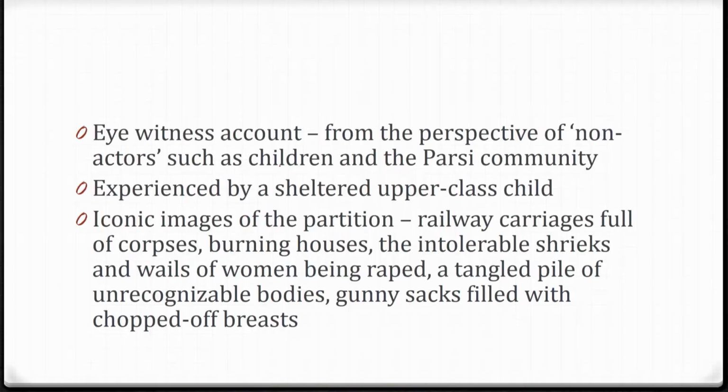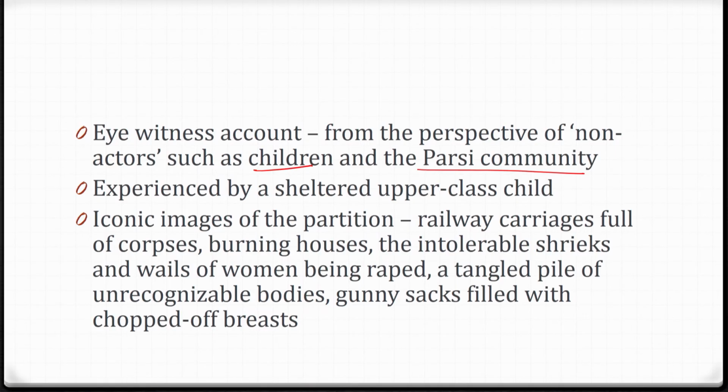Like many other historical works of this nature, this novel also employs the eyewitness account, and we find the narration being carried out from the perspective of non-actors. In the context of this novel, the non-actors are children and the Parsi community. Children are not involved in the event for obvious reasons, and the Parsi community continues to remain in the margins, but nevertheless there is a safe distance and a certain kind of safety net within which they manage to not get involved in some of these turbulent affairs.